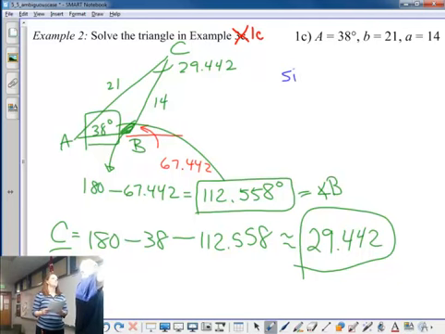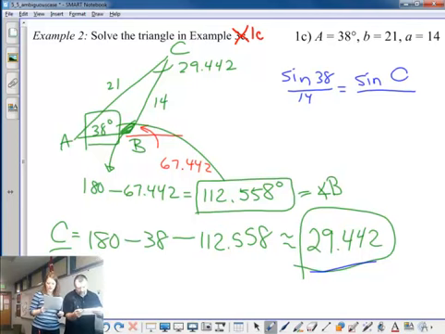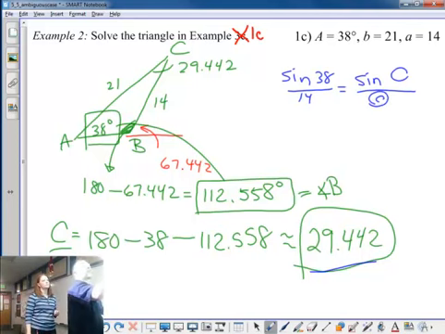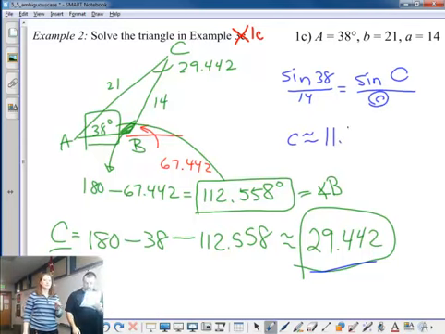Okay. So we're going to go sine of 38 over 14 equals sine of angle C, which was our 29.442 angle, divided by little c, which is what we're solving for. And when you do the arithmetic there, you're going to get 11.178. Yep. Which makes sense.